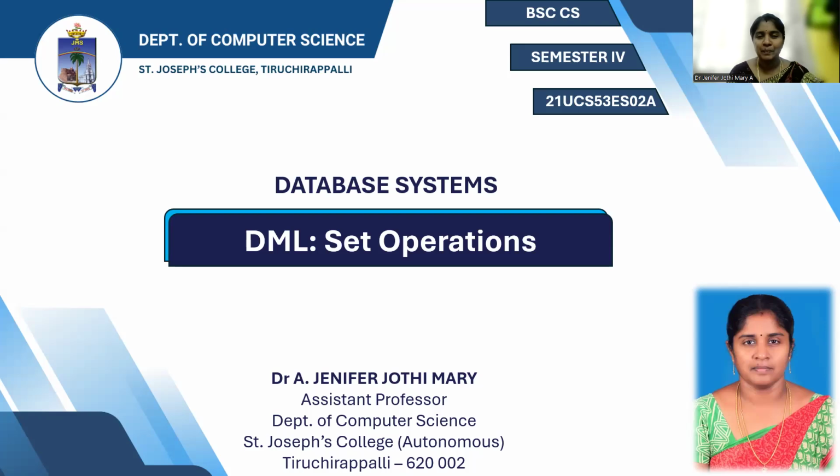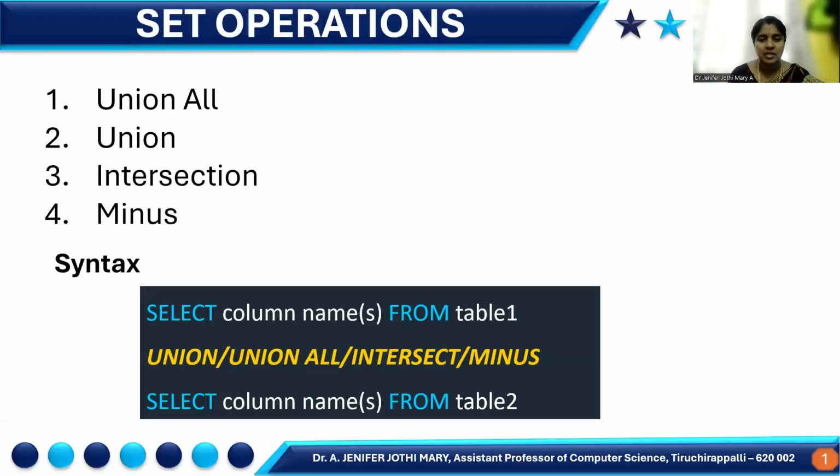I am Dr. A. Jennifer Jyoti Mary. In this video, I am going to share about set operations which are performed on database systems. There are four set operations: union all, union, intersect, and minus. For performing set operations, we can have a common syntax. We select the columns from table 1, after that we write a set operator keyword, then we select the columns from table 2.